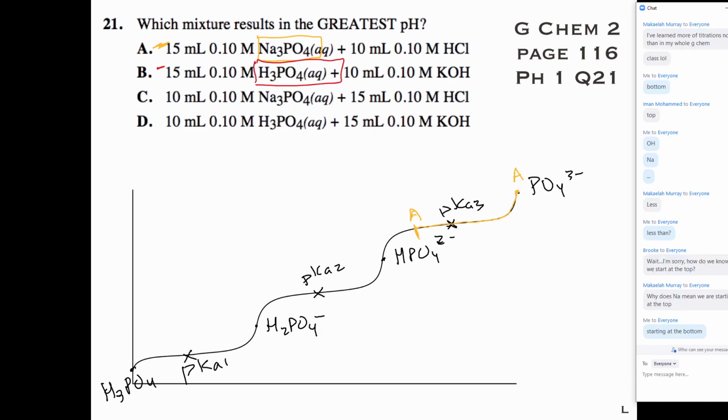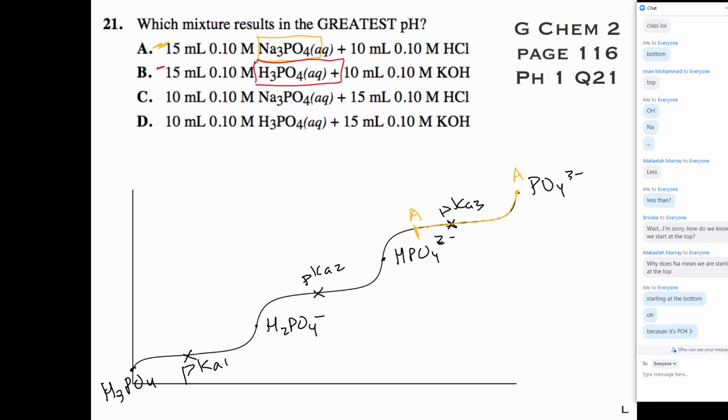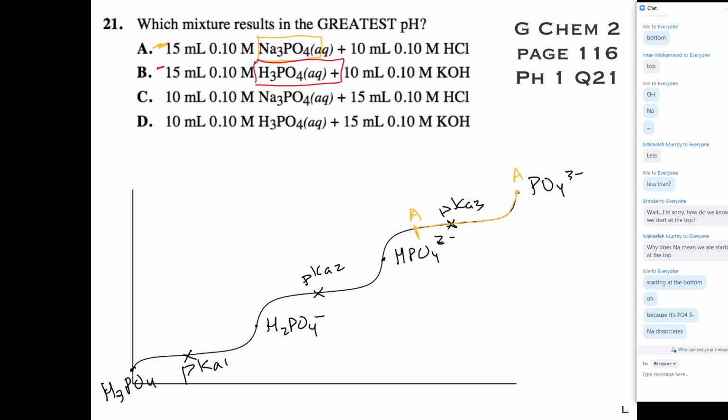Okay, so how do we know to start at the top? Jonathan, explain to me, how did I know this was the top? Because you're our latest member of the top club. So how do you know this is PO43 minus? What clue did you get in that compound with PO43 minus?